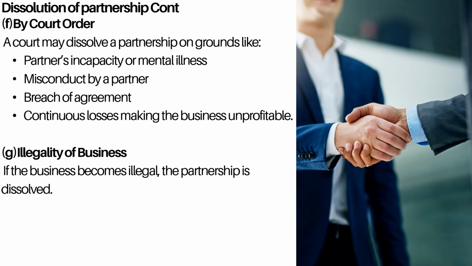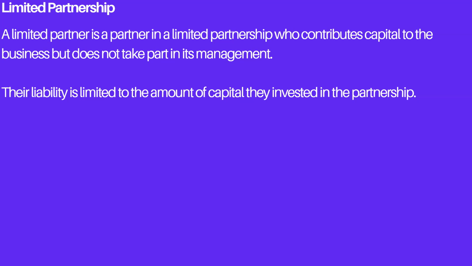And then we have illegality of the business, if the business becomes illegal. So that is based on the reasons that the business is carrying out activities that are not supported by the law of the land. That's what we are calling illegality of the business that the partnership is doing.